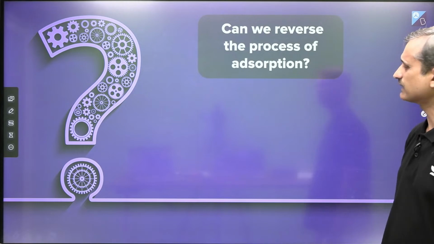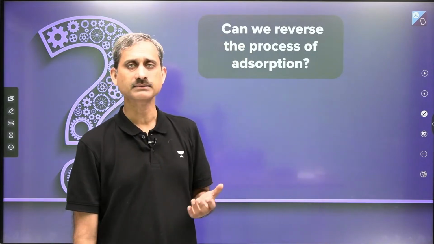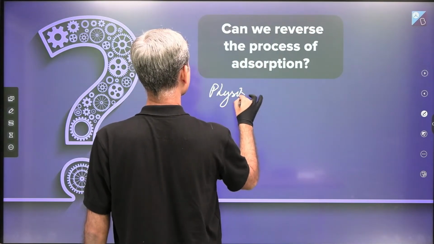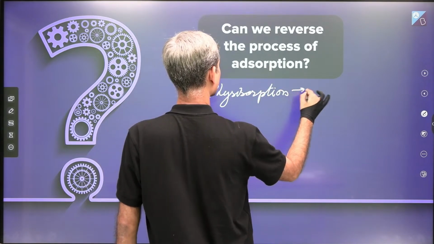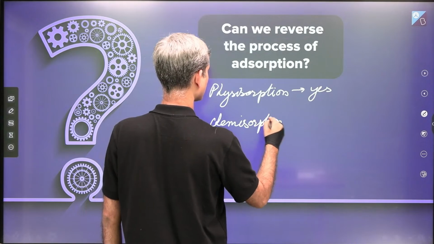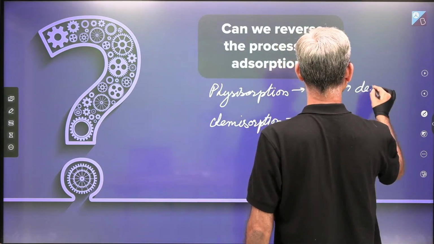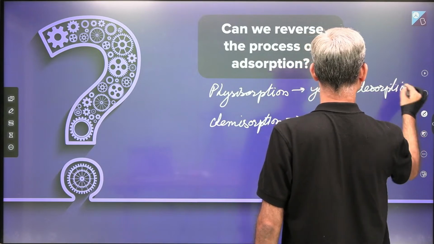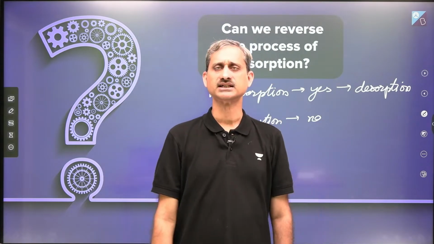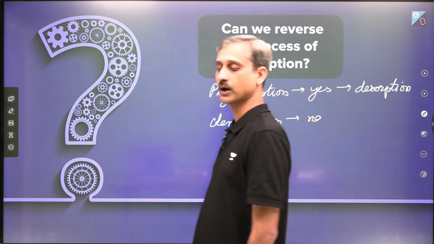Now, can we reverse the process of adsorption? It all depends on which kind of adsorption we have. Physisorption can easily be reverted by increasing the temperature. Physisorption, yes. Chemisorption. And physisorption, when we reverse it, it is called desorption. Desorption is removal of the adsorbed material from the surface of the adsorbent. It could be because of increase in temperature, or it could be because of change in its chemical nature. Like in catalysis, we are going to discuss how the desorption is taking place.